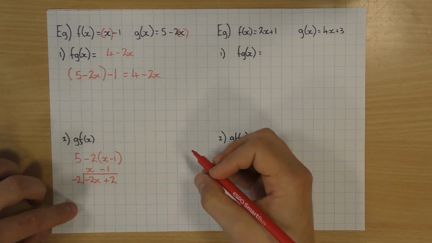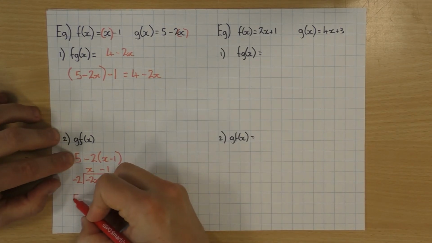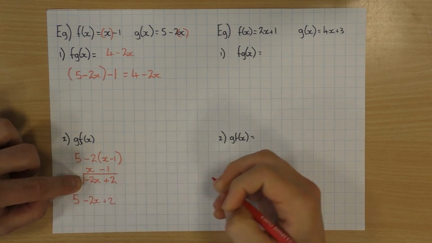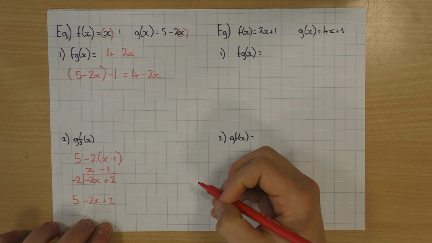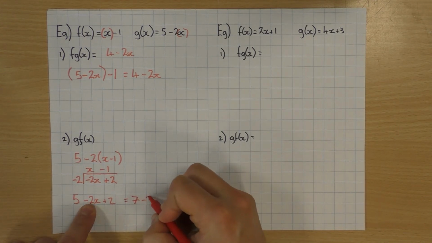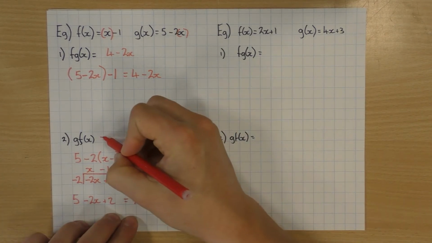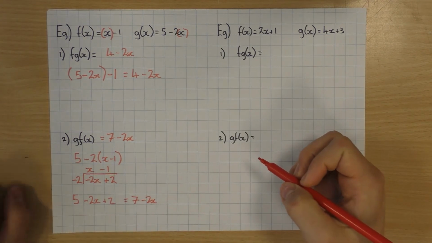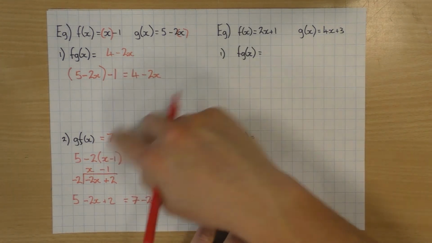So let's go back down here and write it out. Don't forget you've got the 5 still, then the minus the 2x plus 2, which you just expanded. So a little bit of tidying up and simplifying. 5 plus 2 is 7, minus the 2x. So the answer there, 7 minus 2x. Okay. So another couple of examples on this.